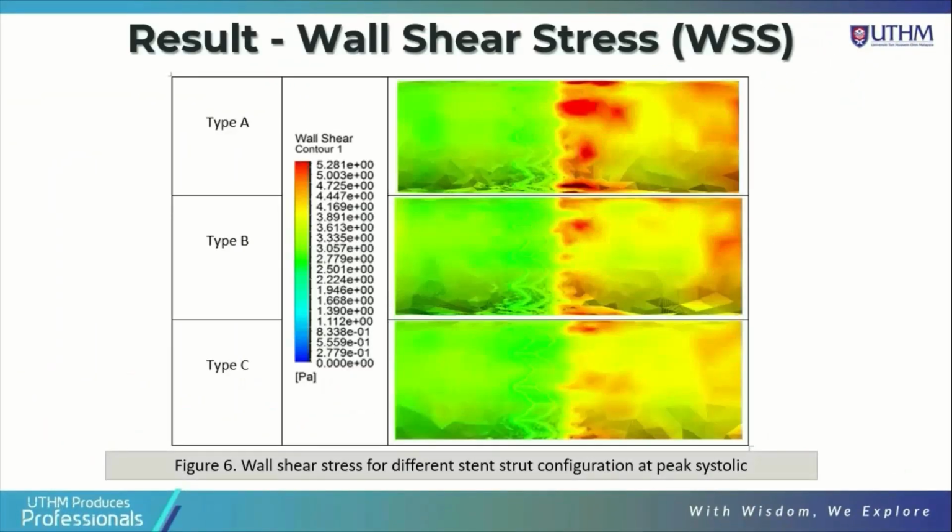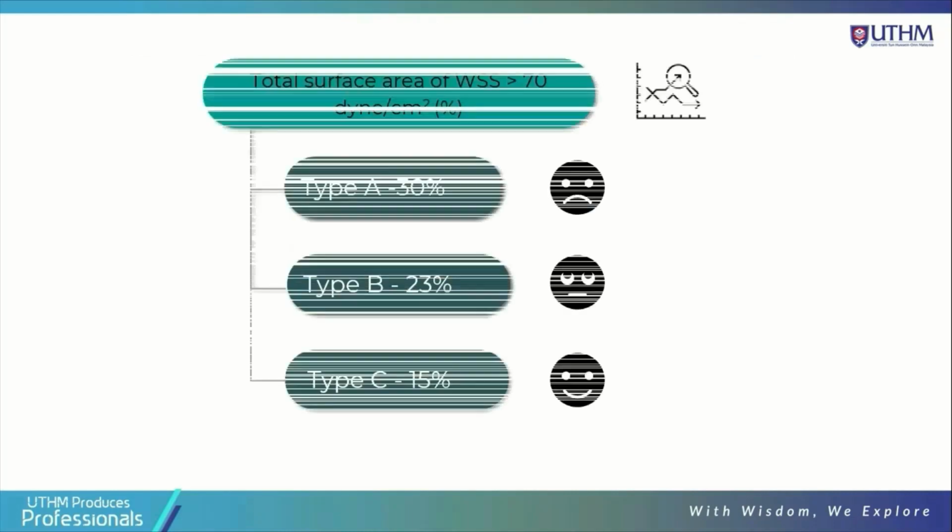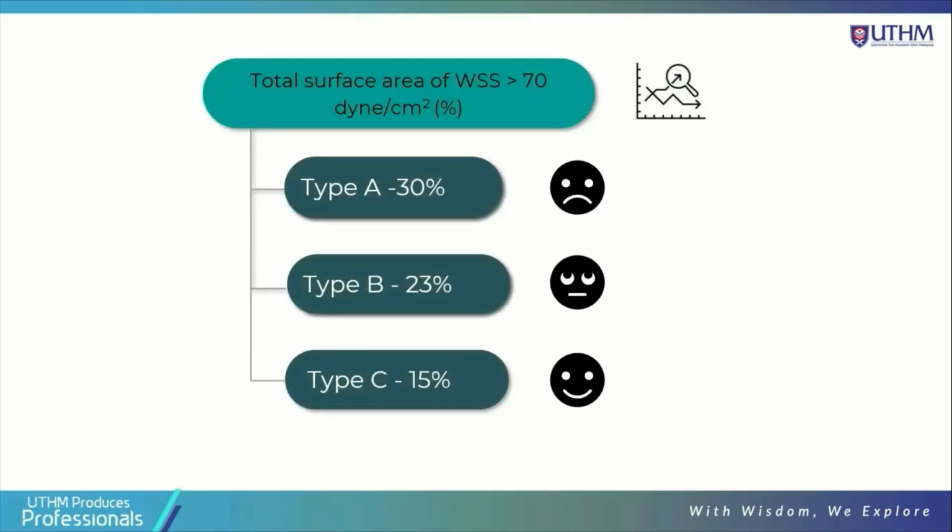Figure 6 shows the distribution of wall shear stress for different stent strut configurations. From the observation, there is the formation of vortices due to the flow recirculation, especially at the distal region. From the calculation, the total wall surface area in a range greater than 7 to 9 was approximately 30% for type A, 23% for type B, and 15% for type C.